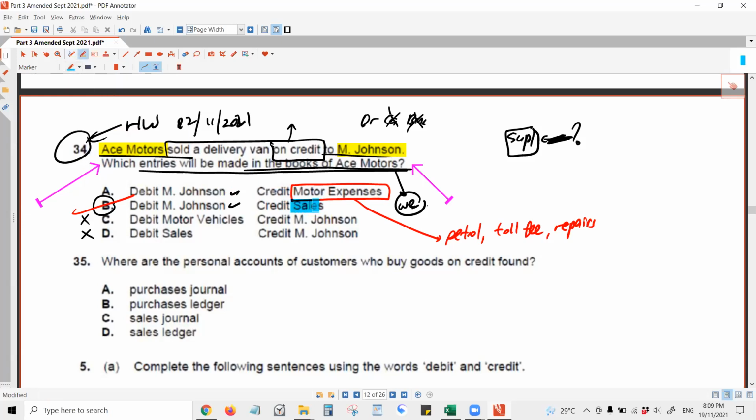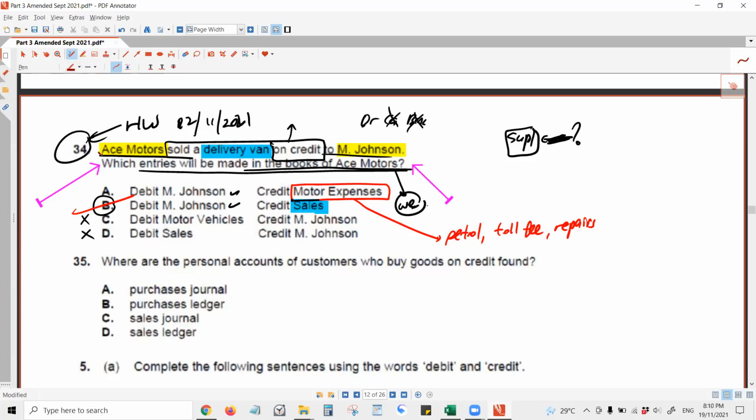Credit sales. Sales means selling goods. Then does it mean that the delivery van here is goods? For your information, delivery van is NCA, right? It's motor vehicle, right? Then how is delivery van goods here? You have to make an assumption here. This question, you have to make an assumption.